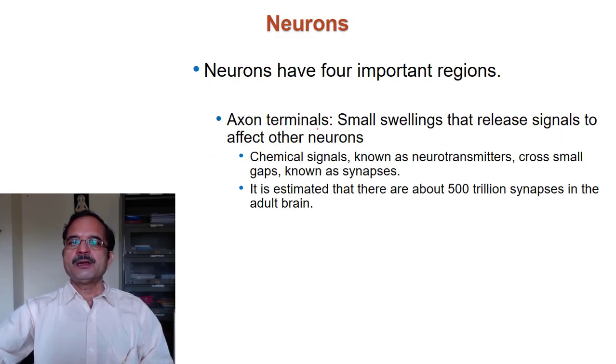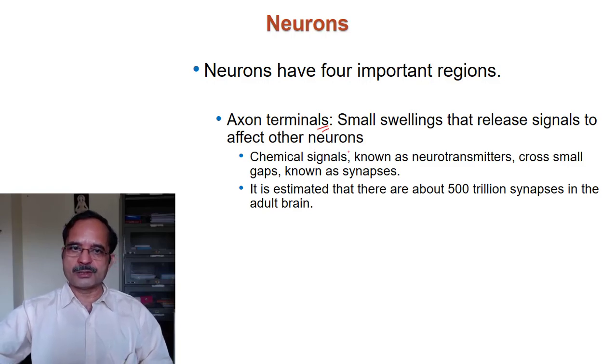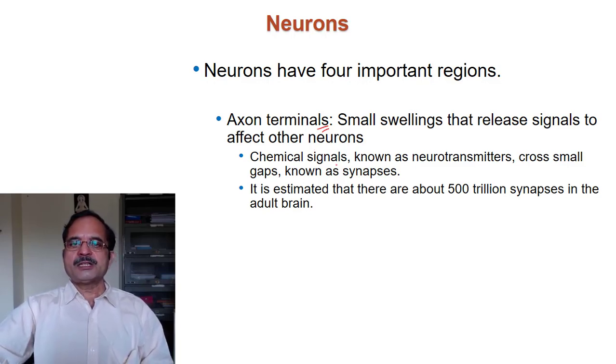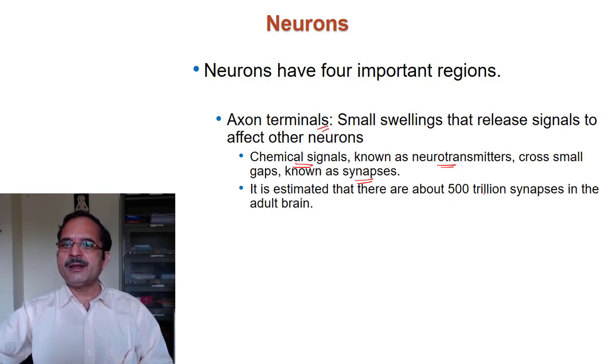Axon terminals. So these are the small swellings that release signals to other neurons. Now the transmission of signals also takes place through some chemicals. So these are the chemical signals known as neurotransmitters that cross small gaps, and the small gaps are known as synapses. Okay. So it is estimated that there are about 500 trillion synapses in the adult brain.